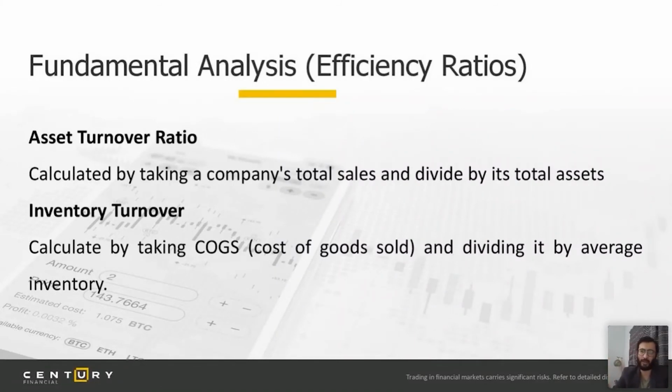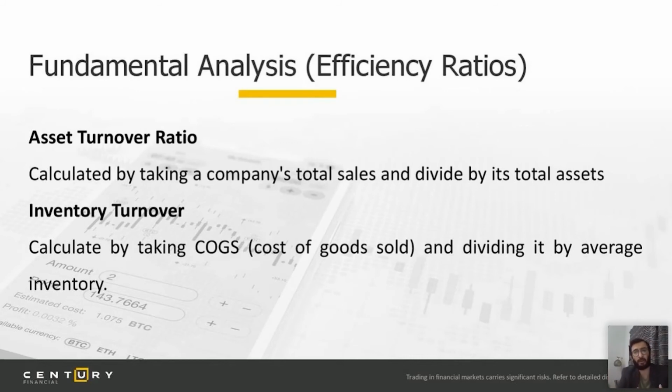Asset turnover ratio, you calculate it by taking the company's total sales divided by its total assets. So this is asset turnover. It is very similar to the return on assets. Don't get confused. It just shows how efficiently businesses are generating sales from their assets. You take the total sales, divide by the total assets which you have, and you will get the asset turnover ratio. Similarly, there is an inventory turnover ratio.